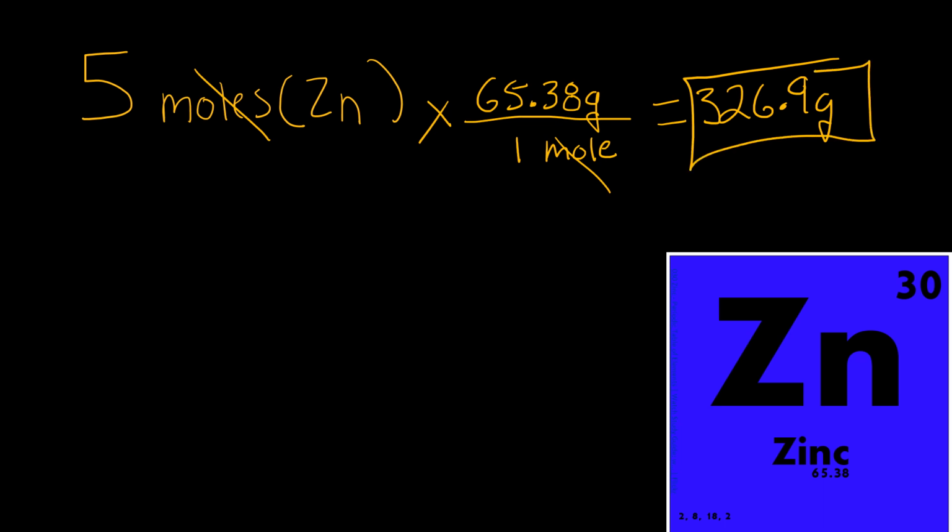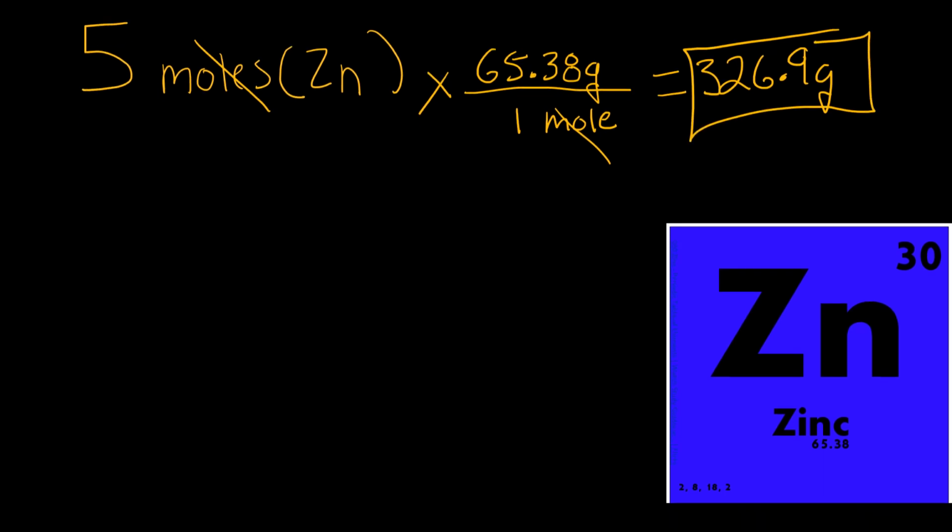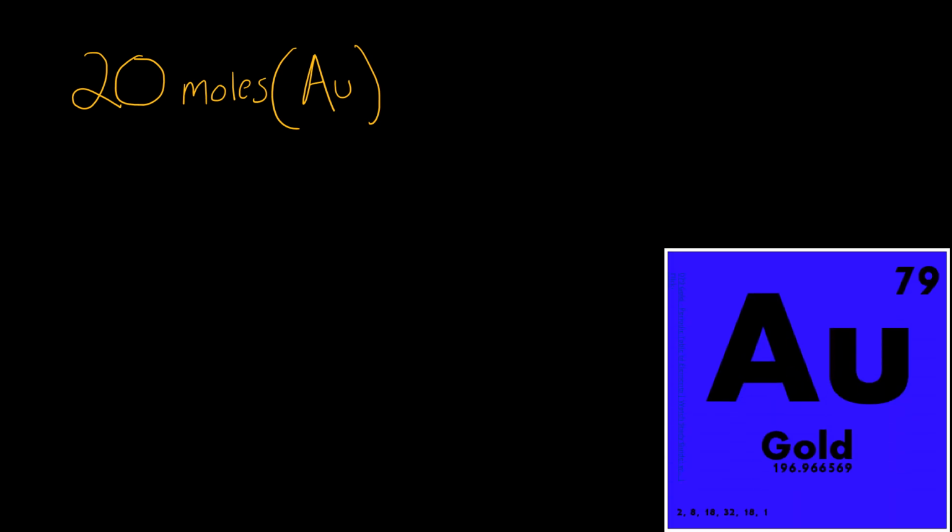Let's work through another example. Alrighty, in this example we have 20 moles of Au. Au is going to be gold. So when we go to our periodic table, we find gold. We see that gold has an atomic mass of 196.967. That means that 196.967 grams of gold equals 1 mole.